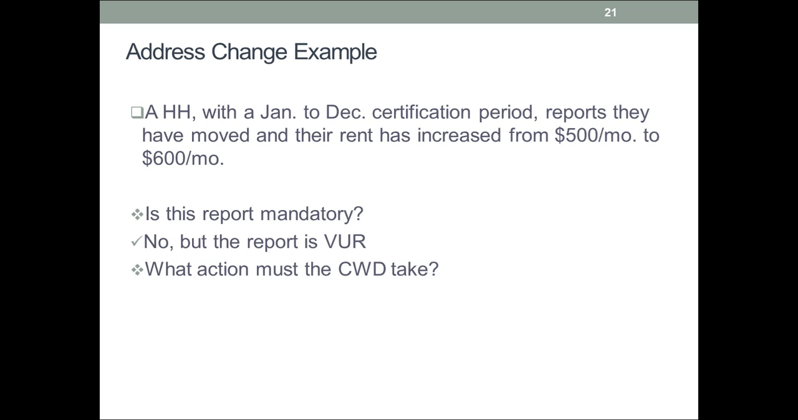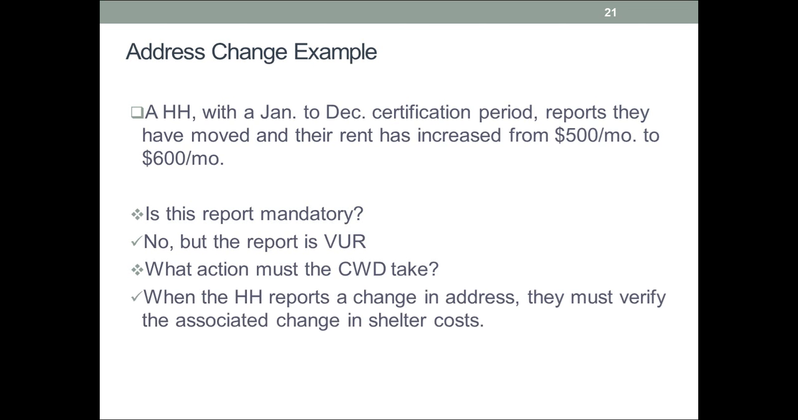No, this report is not mandatory, but as soon as the household does report it, it's what is called verified upon receipt, or VER, and we'll cover this in the next section. And basically that means that we know this information, and there must be an action on that information now that it's known. So what action must the CWD take? So when the household reports this change in address, again, they must verify these associated changes in sheltered costs of their rent being now at $600 a month.